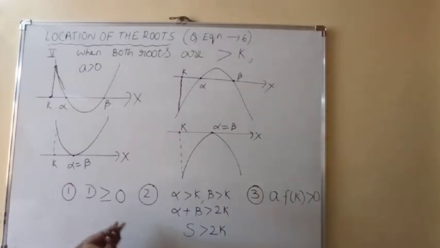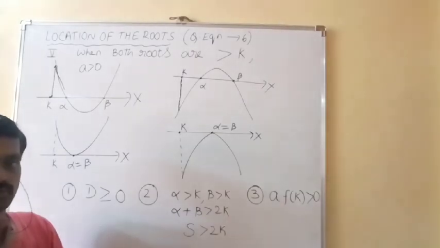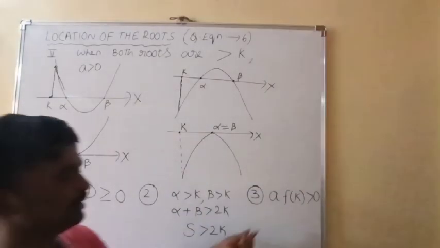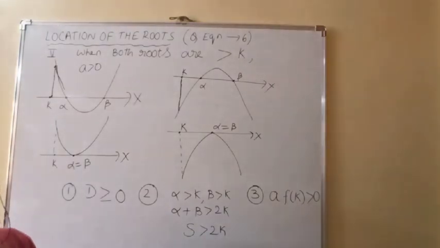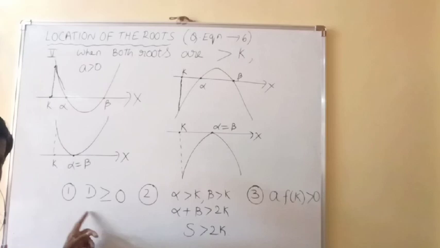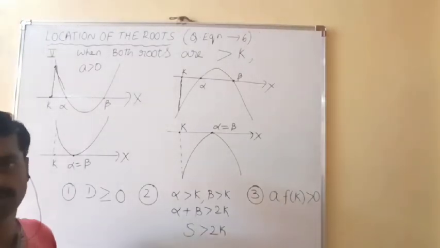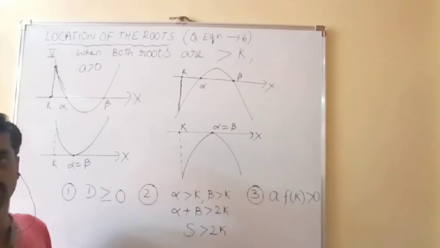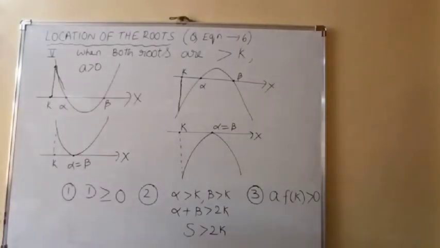Discriminant greater than or equal to 0. Sum is greater than 2k, or S by 2 is greater than k. And A into f of k is greater than 0. Okay, these are the three conditions. Here discriminant greater than or equal to 0 is there, so we have to check this condition. If strictly greater than 0 is there, don't consider that condition. While solving the problem, no need to check that condition. Next, sixth case.